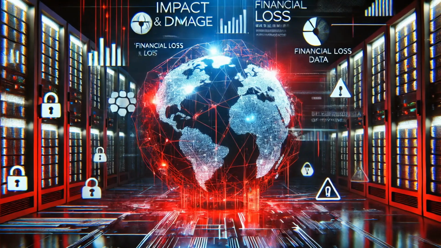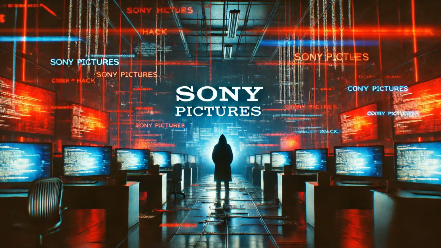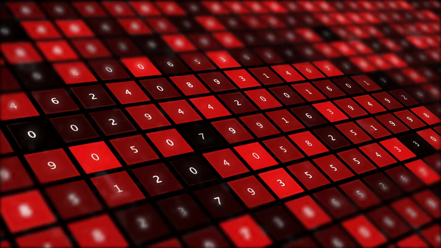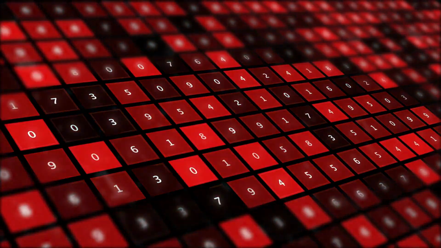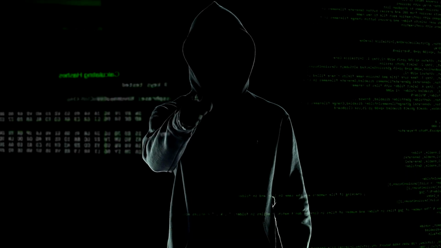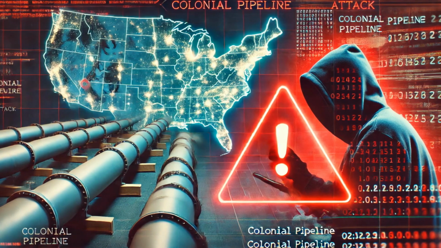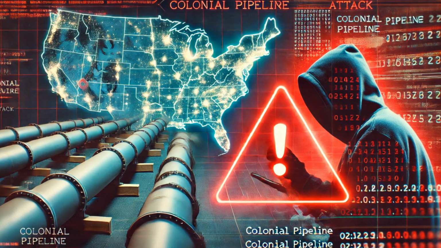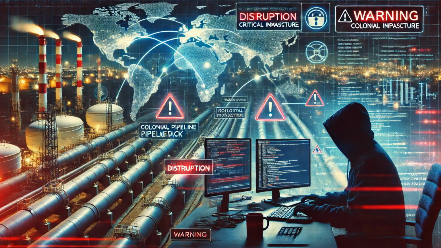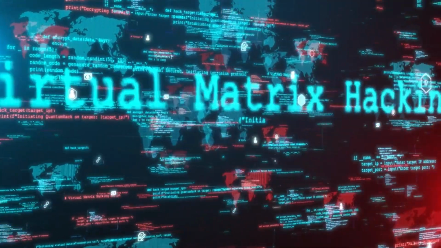Example of Stage 6, impact and damage. The Sony Pictures hack in 2014 didn't just result in financial losses. It delayed movie releases and leaked sensitive employee information. The reputational damage was severe, and the company struggled to regain public trust. Similarly, the Colonial Pipeline ransomware attack in 2021 led to widespread fuel shortages on the United States East Coast, demonstrating how cyber attacks can have tangible real-world consequences.